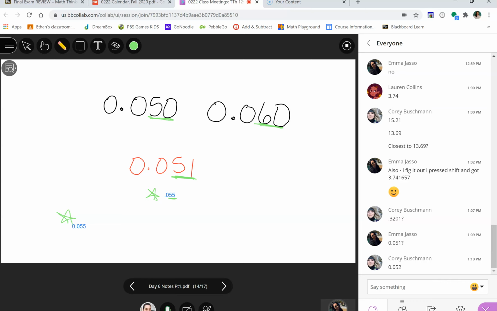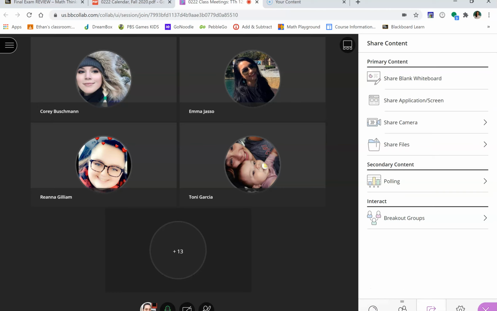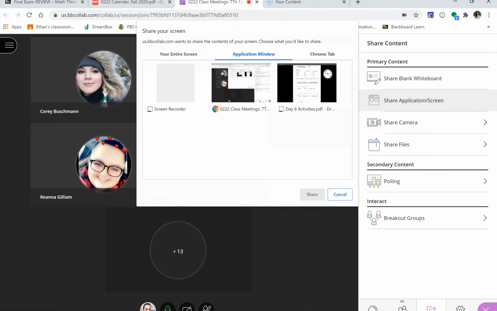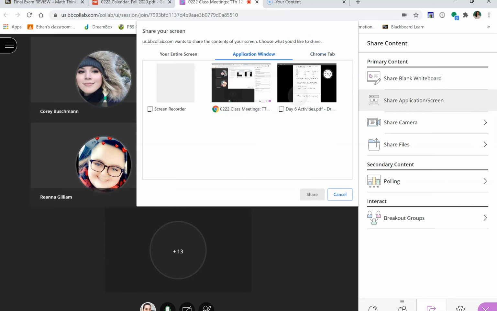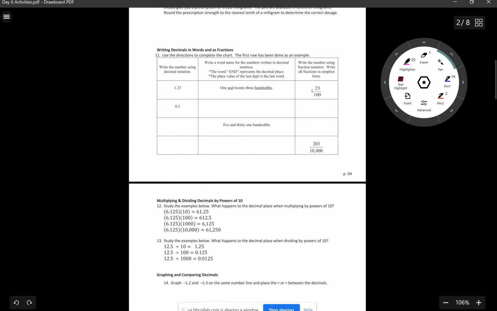Okay, cool. Let me pull up our notes real quick. Oops. I'm pulling them up in my app. Let me find where we are.